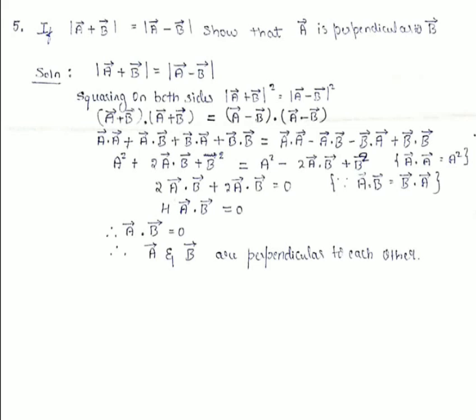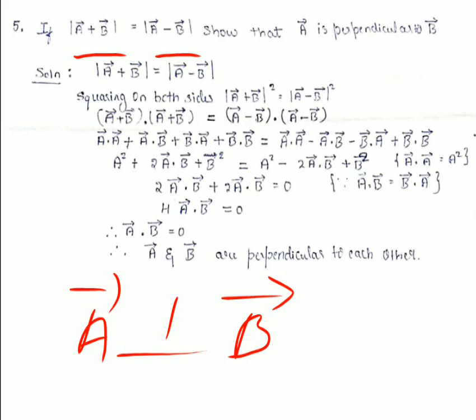If magnitude of A plus B is equal to magnitude of A minus B, what you have to show? Vector A is perpendicular to vector B. You have to show this. Okay. So for that, first write the given condition. Next, squaring on both sides, then simplify. It will be A plus B dot A plus B equal to A minus B dot A minus B. Apply the dot product.